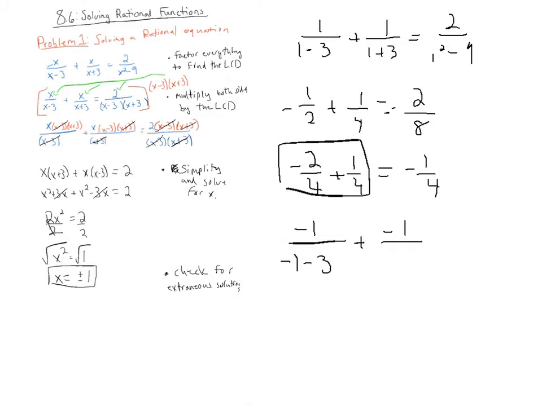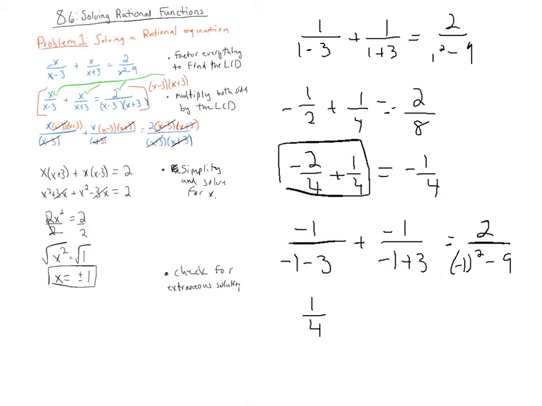Negative 1 plus 3, 2 over negative 1 squared minus 9. So negative 1 plus 3 minus 3 is negative 4. So negative 1 over negative 4 is a positive 1/4.